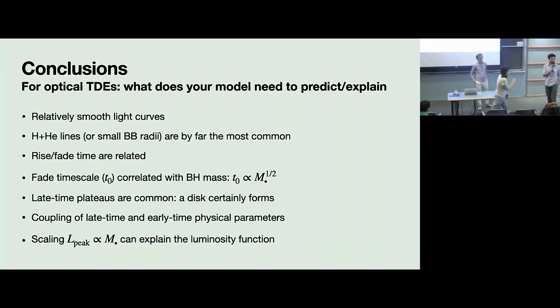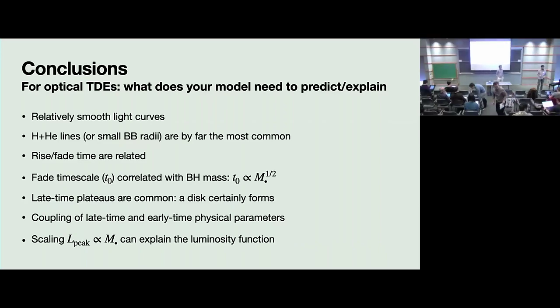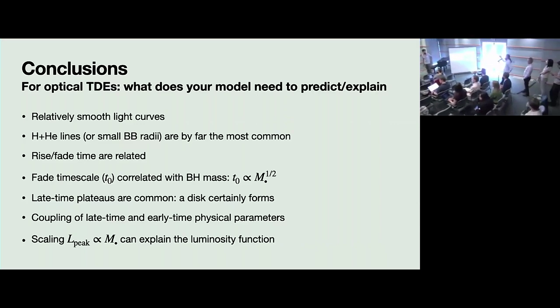Okay, questions? Go ahead. Hey, very nice talk. I love the summary. I was wondering, how confident are you that for the ones for which you do not detect a plateau, there is no plateau? And does that correlate at all with the different types of TDEs? Like, is it the dimmest ones, which would be, I guess, the helium plus hydrogen ones, or is there any correlation there?